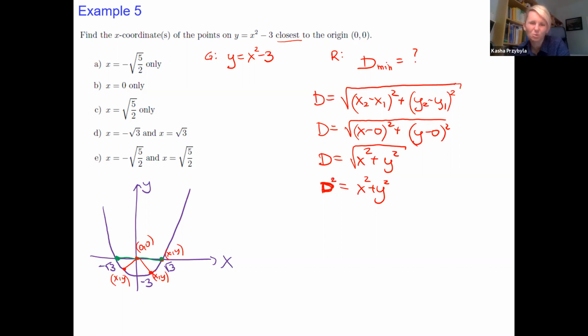I should say d squared because I kind of squared both sides. We can keep this as a new function that I will minimize. The thing that I have to minimize is the inside quantity, which is of course the distance formula, x squared plus y squared. But we have to rewrite y in terms of x because we need a function of one variable.